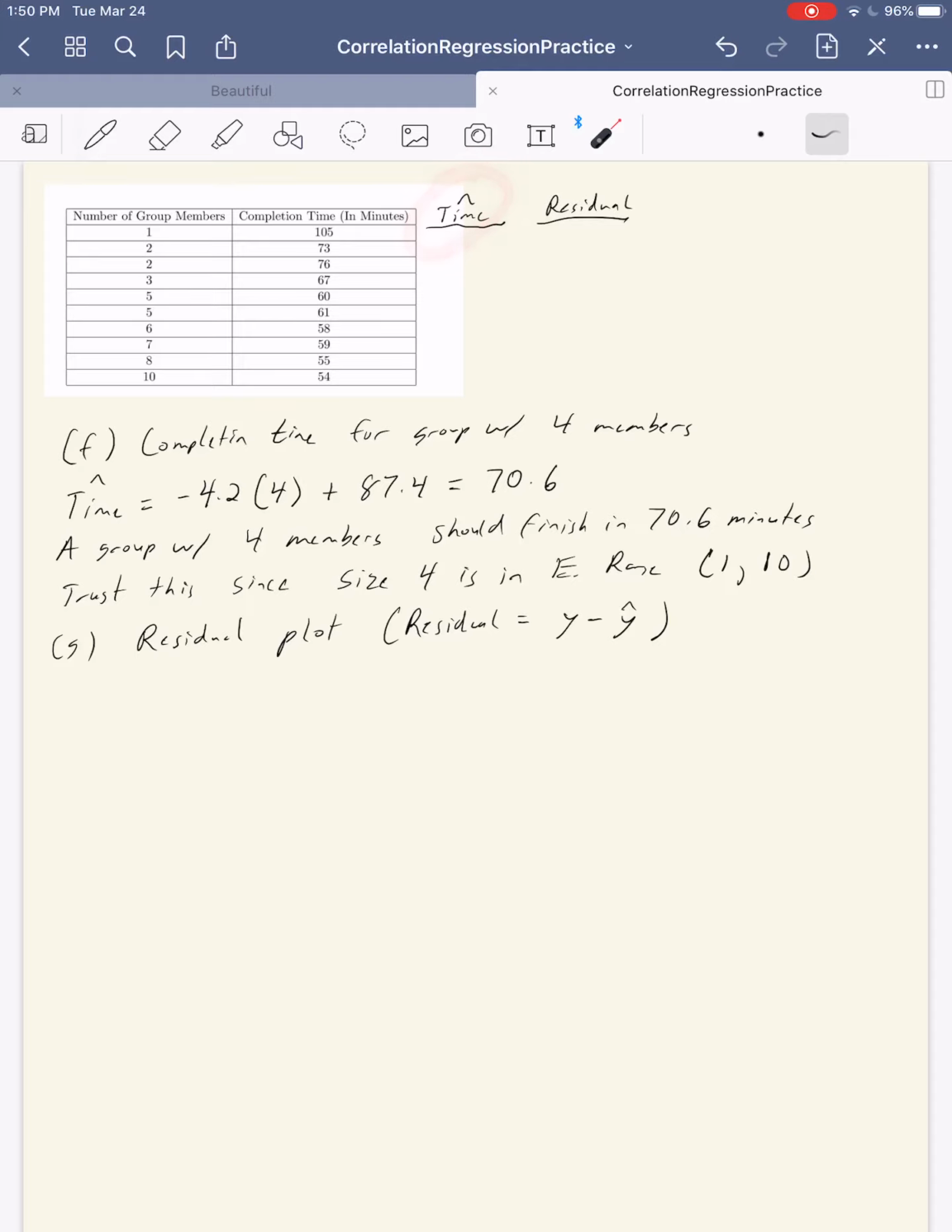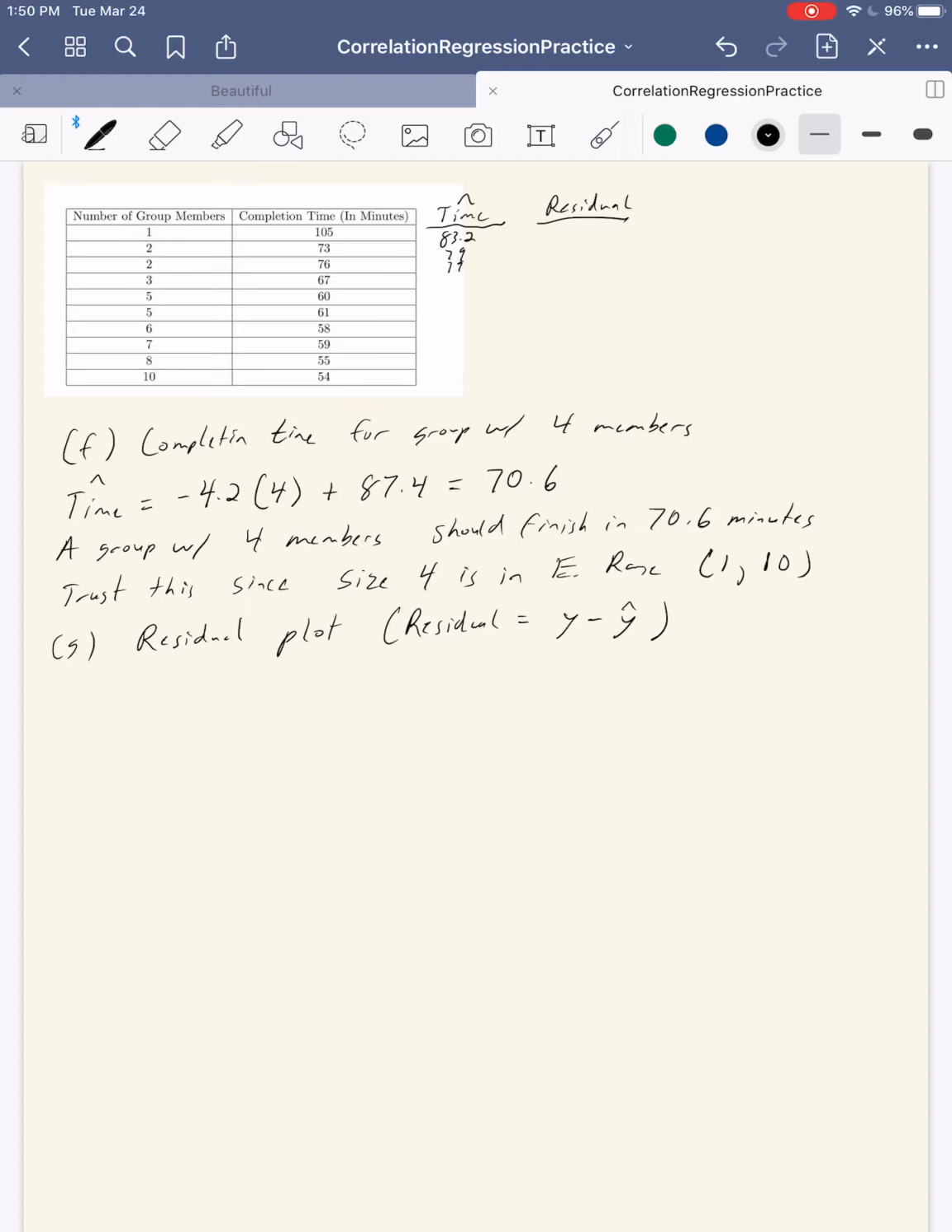How do we get these predicted times? Well, anytime you want a prediction, you just use your model. So for each of these predicted times, we're just going to take the number of group members, plug it in there, and use this equation to calculate those predicted times. Let's go ahead and do that. We'll get negative 4.2 times 1 plus 87.4, and the first predicted time should be 83.2. Then we'll do negative 4.2 times 2 plus 87.4. The next predicted time should be 79. And then, of course, it's going to be 79 again.